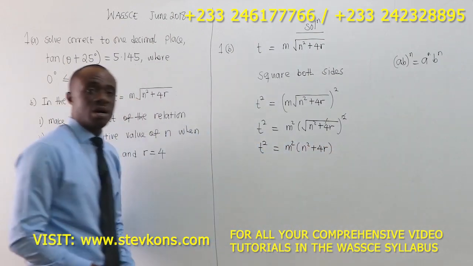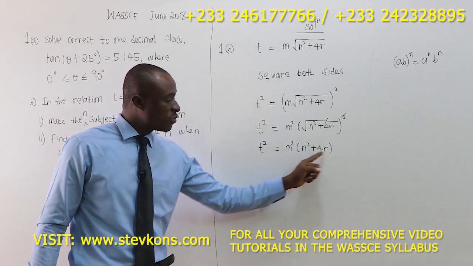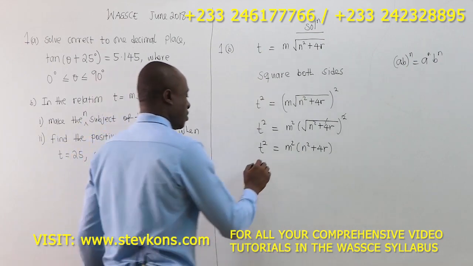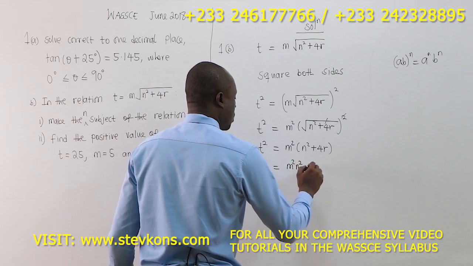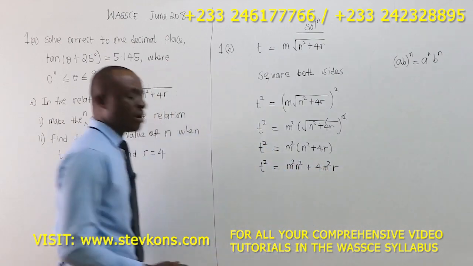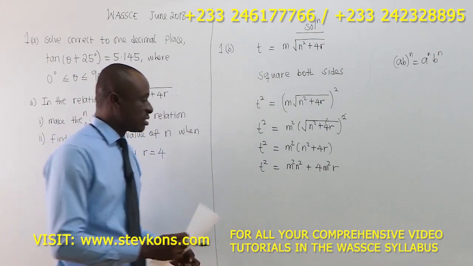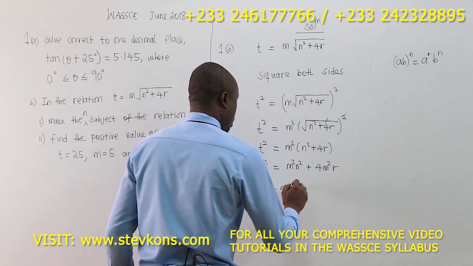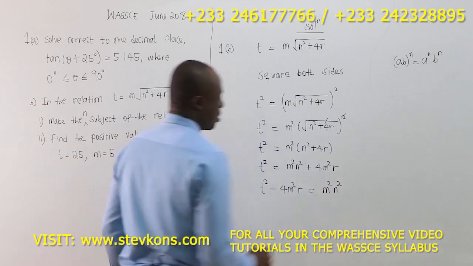We want to make n the subject. What do we do? We have to expand using the distributive property. So we have t squared equal to m squared n squared plus 4m squared r. I want to make n the subject, so we have to group like terms. This has to move to this side. So we have t squared minus 4m squared r equal to m squared n squared.